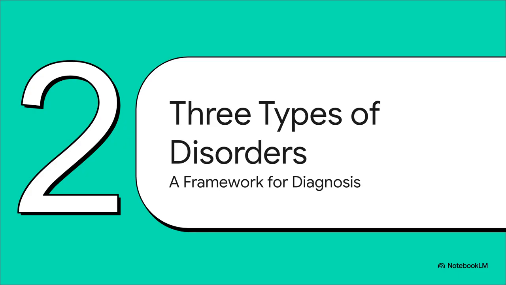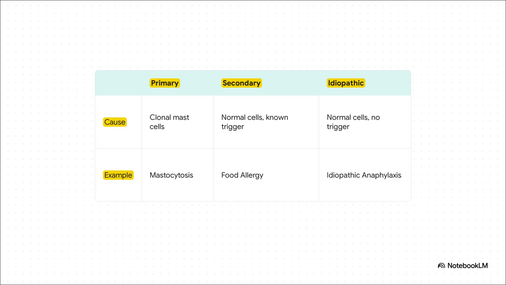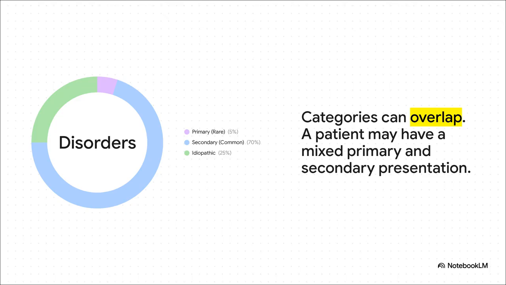So, how do we cut through all that complexity? Well, it's actually incredibly helpful to think about mast cell disorders in three big buckets. This framework is going to be our roadmap for making a diagnosis. Okay, so the key difference here is the cause. In primary disorders, like systemic mastocytosis, the problem is with the mast cells themselves. They're abnormal and there are too many of them. In secondary disorders, the mast cells are perfectly normal. They're just doing their job and reacting to a clear trigger, like a peanut allergy. And then you have idiopathic disorders, where normal mast cells are firing off, but for the life of us, we can't find a trigger.